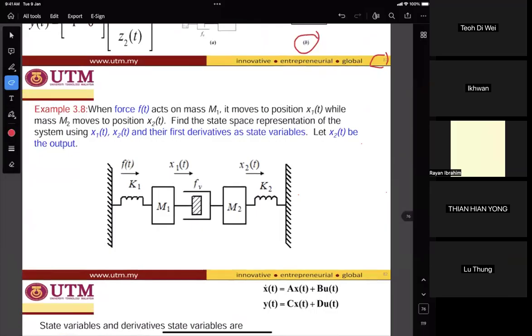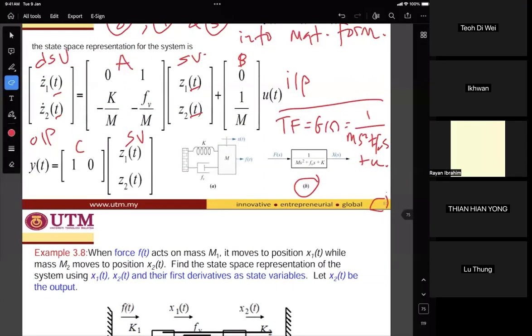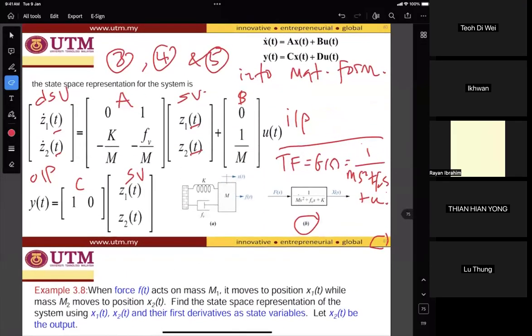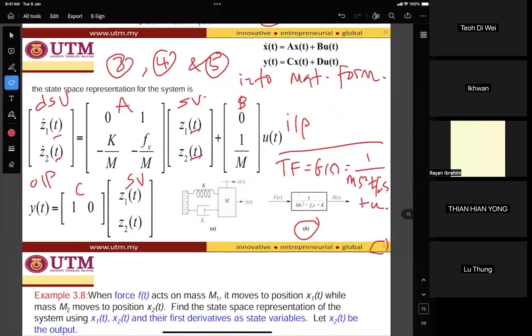Yes, okay. Do you understand? What is the difference between state space representation and transfer function modeling?